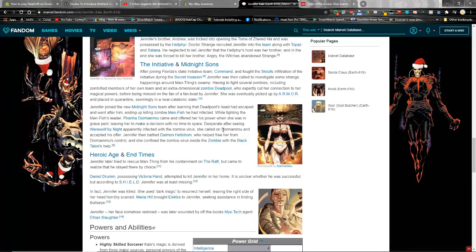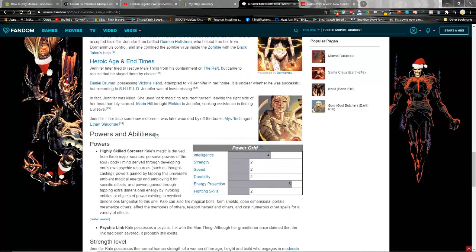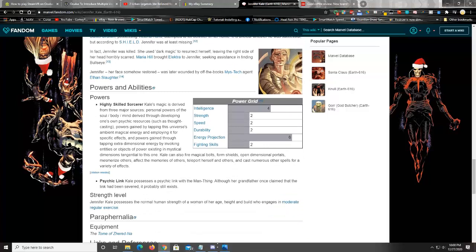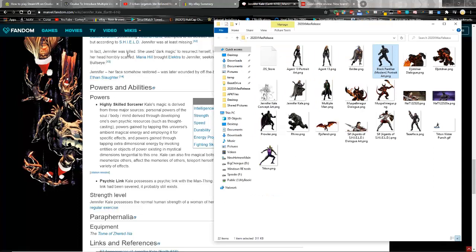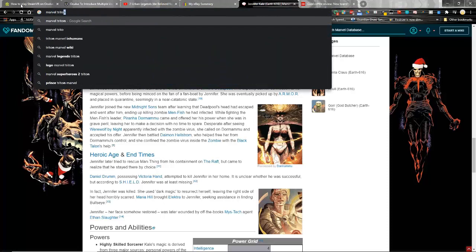But if you're unfamiliar with Jennifer Kale, she is a sorceress, essentially. Soul, body, and mind as coming through psychic resources. She has a psychic link with Man-Thing. Hell, maybe one of her moves, the way Ms. Marvel summoned Lockjaw, maybe she will summon Man-Thing as a summon over there. Now, let's see. Marvel Triton.